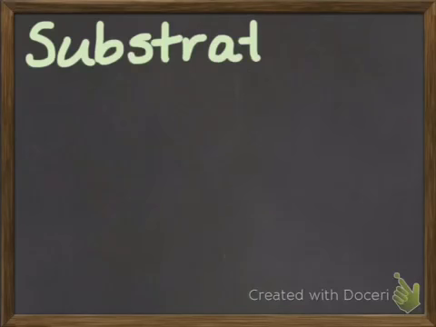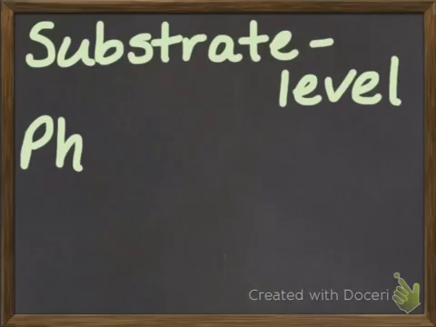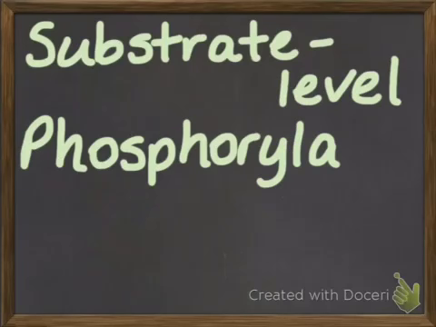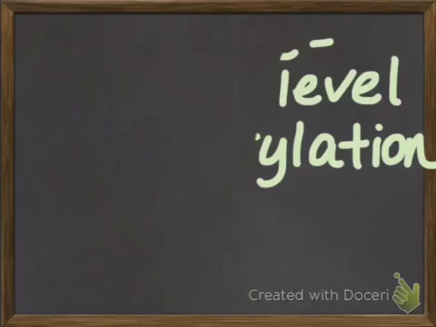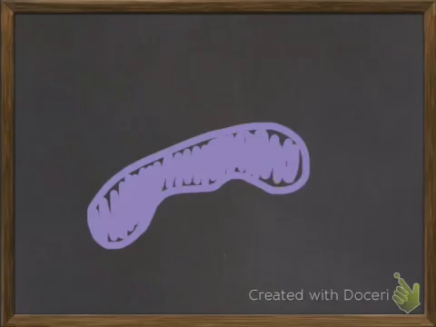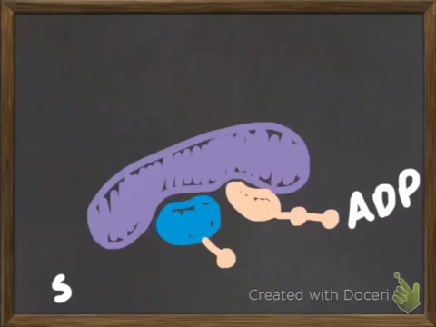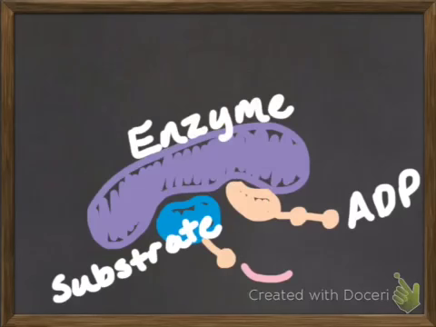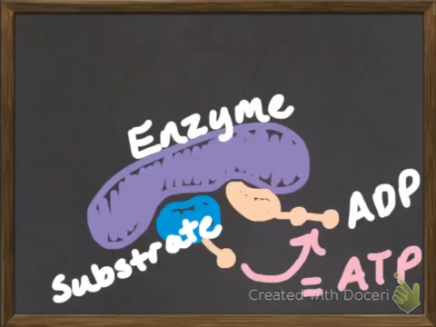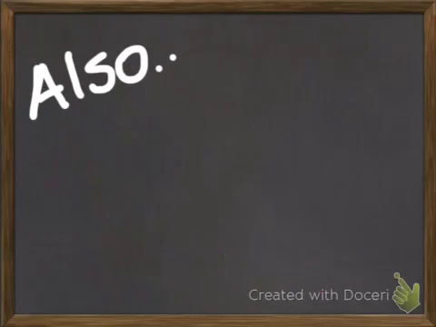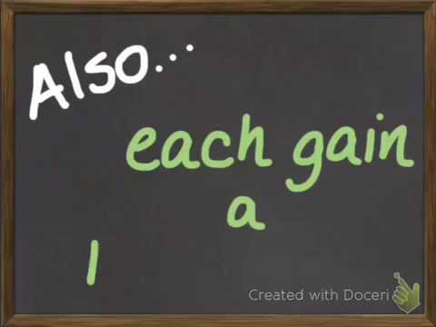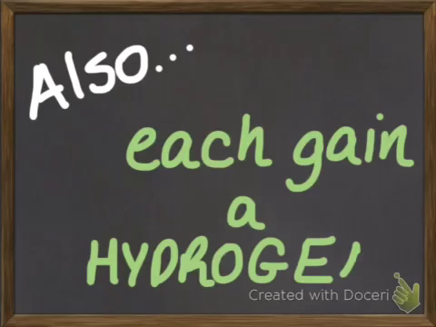The ATP are made through substrate-level phosphorylation, during which a substrate with 1 phosphate and an ADP with 2 phosphates are connected to an enzyme. The substrate hands over its phosphate to make an ATP. Also, 2 NAD+ each gain a hydrogen during this process, thus making 2 NADH.